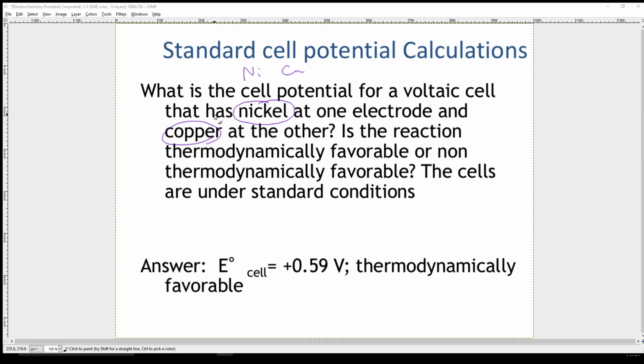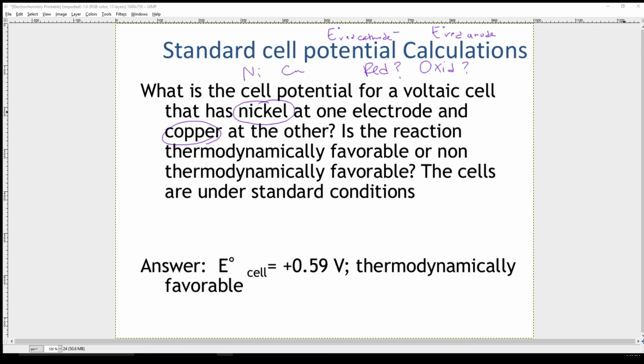Okay, so what you need to do is say, okay, we've got nickel and copper. Well, which one is being reduced and which one is being oxidized? Because remember, our equation is going to have the reduction potentials for both of them. They're both reduction potentials. But the one that comes first is for the thing that is actually reduced. It's for the cathode. And the one that comes second is the one that is at the anode, so the thing that's being oxidized. So we need to figure out between nickel and copper which one is more likely to be reduced, and that one will come first.